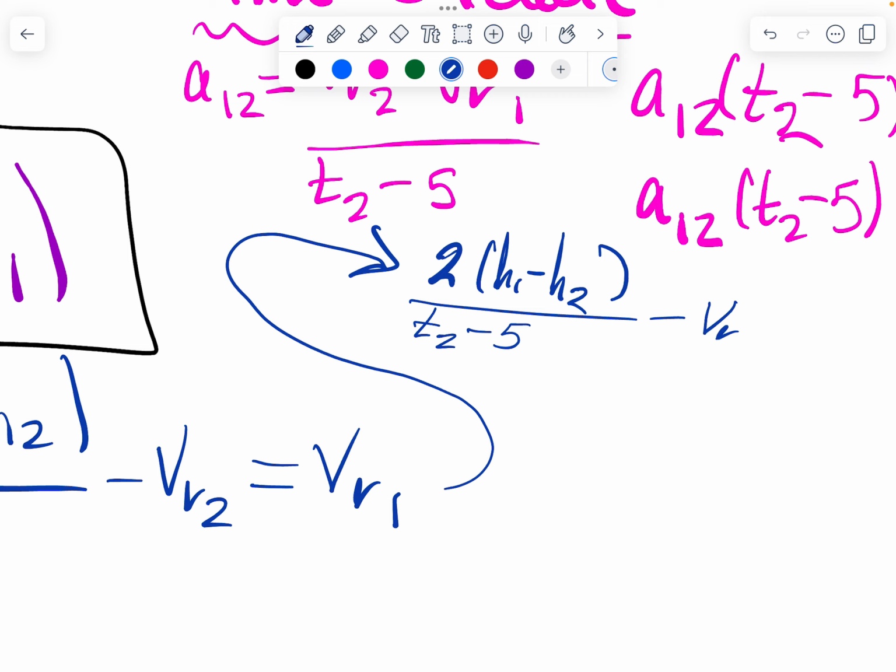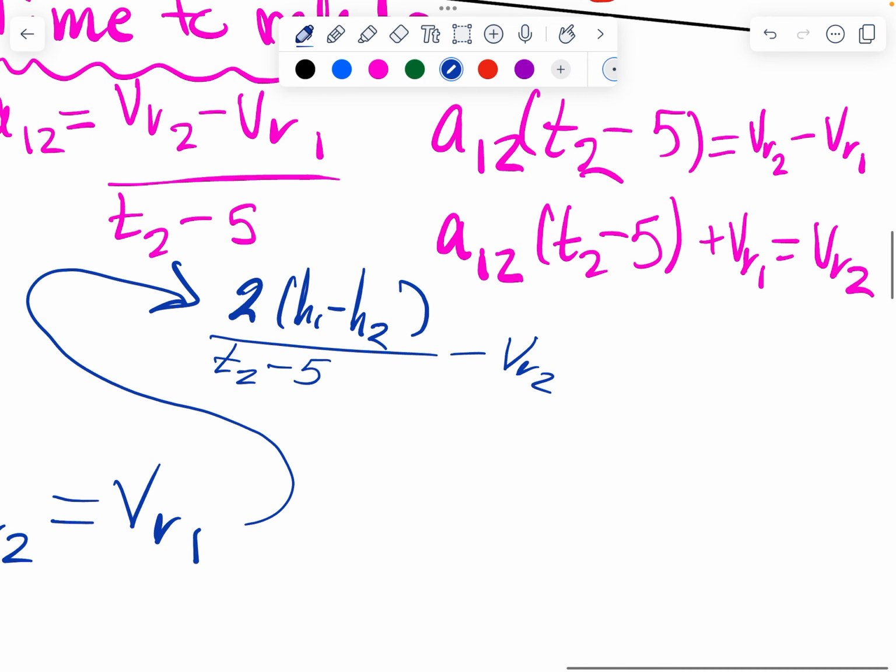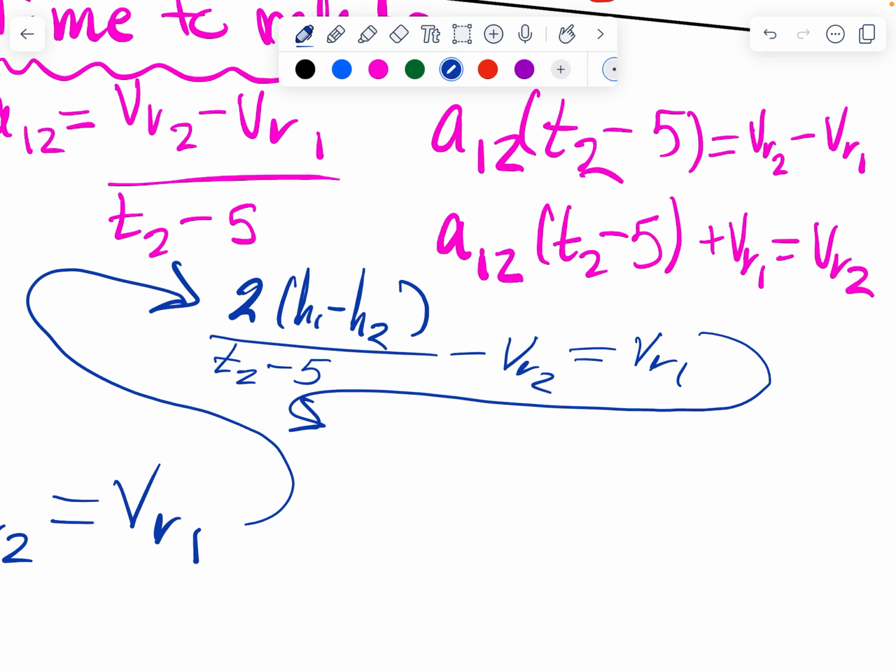Minus VR2, because that's the whole reason we solved for what we just did, equals VR1, the one we are solving. Okay, so what are we going to do? We're going to go over here and plug them in.